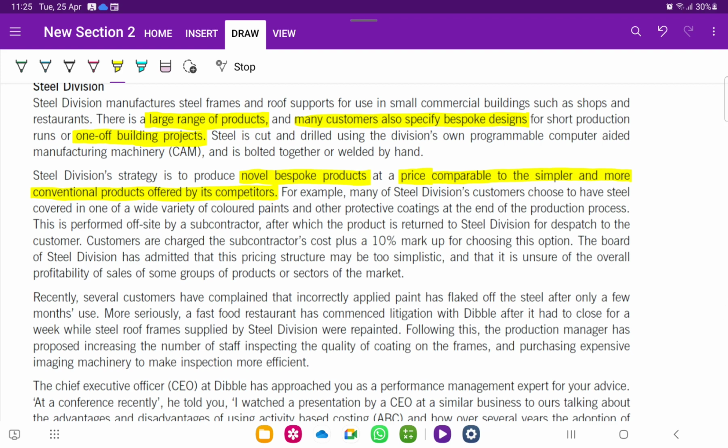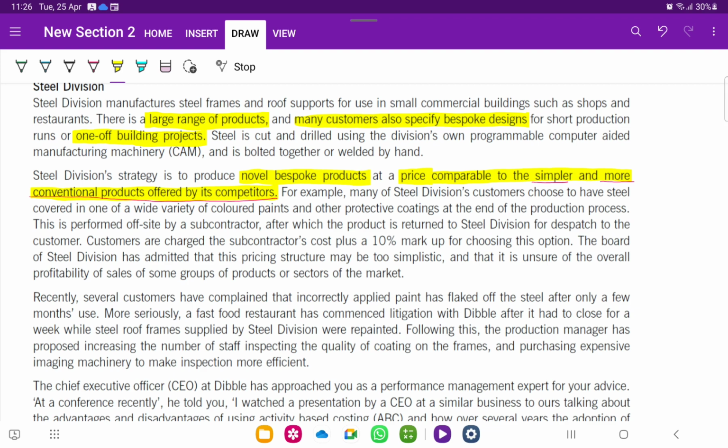Try to think what is the problem here. Pause this video and try to think. See, the problem is the company is manufacturing customized product, but it is keeping its selling price similar to the simpler and more conventional products offered by its competitor, right? So though I am manufacturing customized product, I am keeping my selling price equivalent or similar to those regular products which are available in the market.